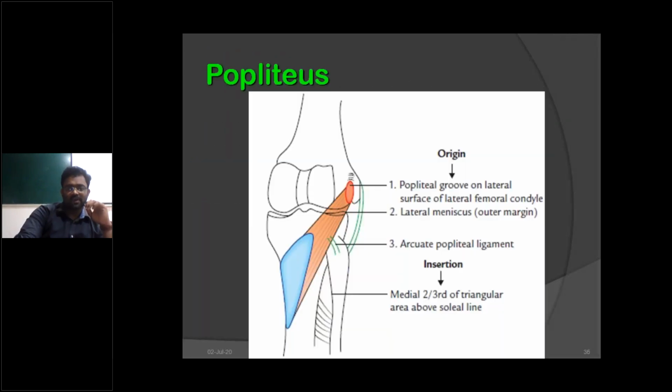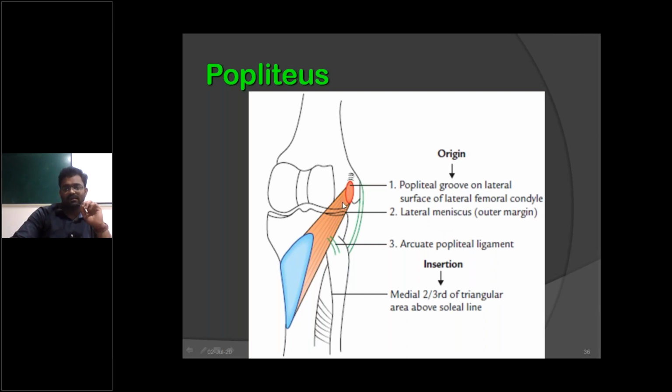Origin is from three sources: the popliteal groove on the lateral surface of the lateral condyle of the femur, and the lateral meniscus. So this is the tibial condyles and this is the femoral condyles. And between the tibial condyle and femoral condyle, we have the menisci.